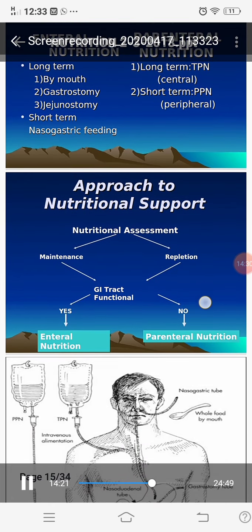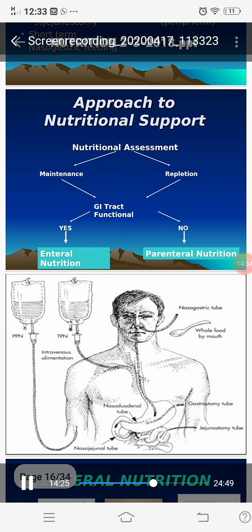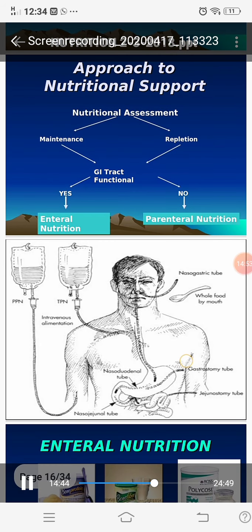Okay. This next diagram shows different routes. Look at the one drip is in the subclavian vessel. Second is PPN in the cubital vein. Then there is a nasogastric tube which is passing through the nose into the stomach. Then there is a gastrostomy tube, jejunostomy tube, nasojejunal tube. So these are different routes of the nutrition.